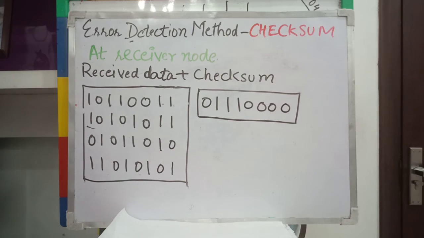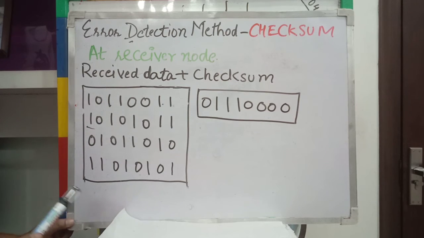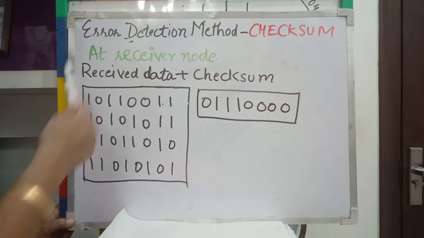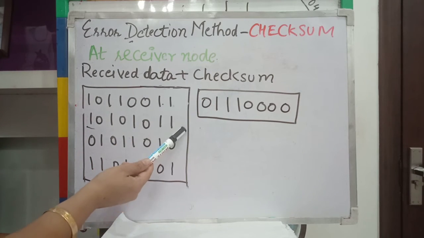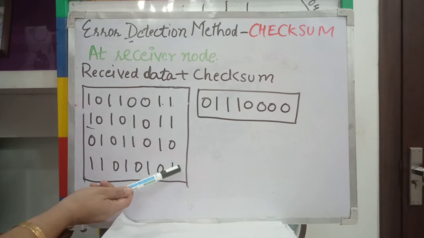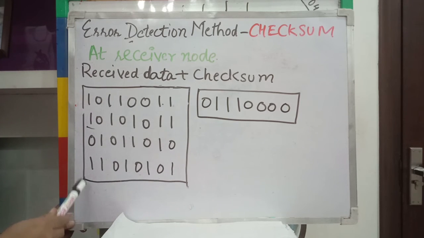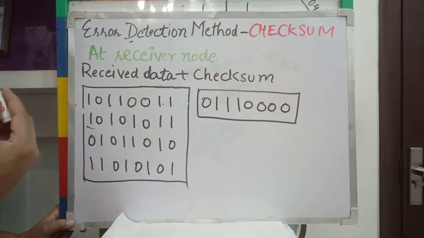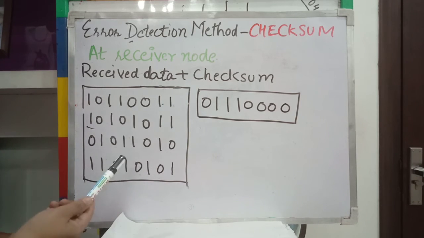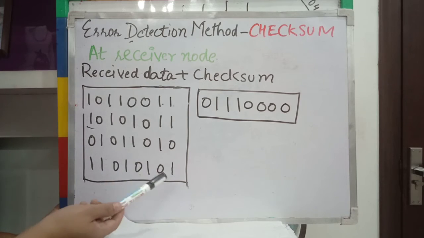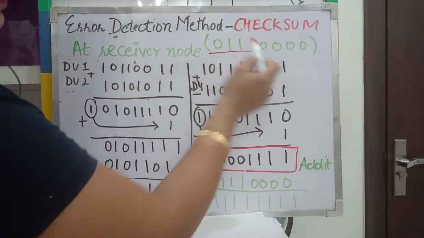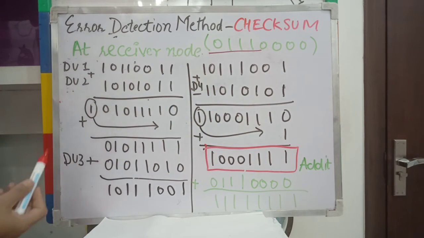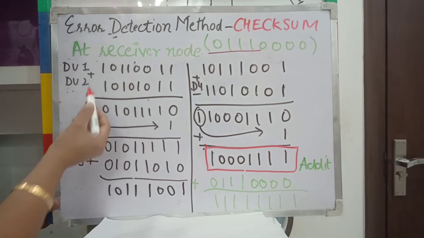Now students, we have this received data along with the checksum which we calculated at the sender node. Now we will recalculate at the receiver. We will again add data unit 1, data unit 2, 3, 4. We add all the 4 data units and see whether my received data is correct or not. How to do it? Let's see. Now we start adding all the data units.